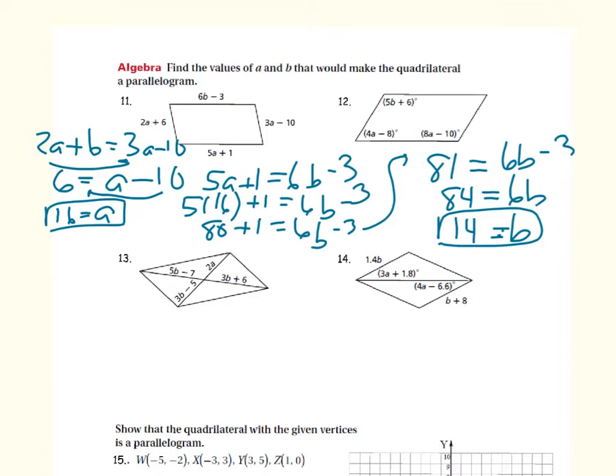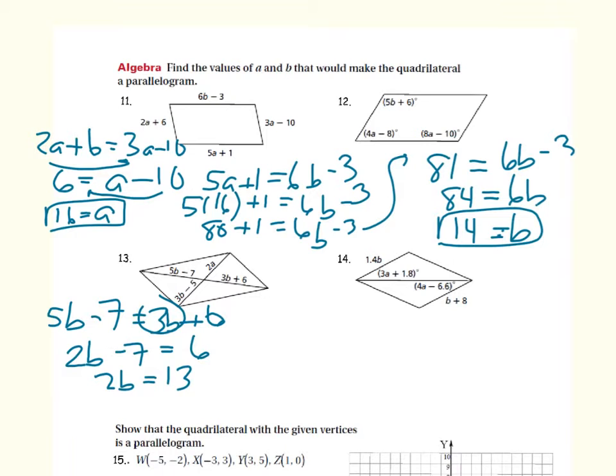Okay, number 13. This time we have the diagonals, and we know the diagonals bisect each other. So that means that the pieces should be equal to each other. So if I have 5b minus 7, I know that should equal 3b plus 6. Now I just need to solve for b. So I'm going to take 3b and move it over, so I get 2b minus 7 equals 6, and I'm going to take 7 and move it over, and I get 2b is equal to 13. And when I divide by 2, b is going to equal 6.5.